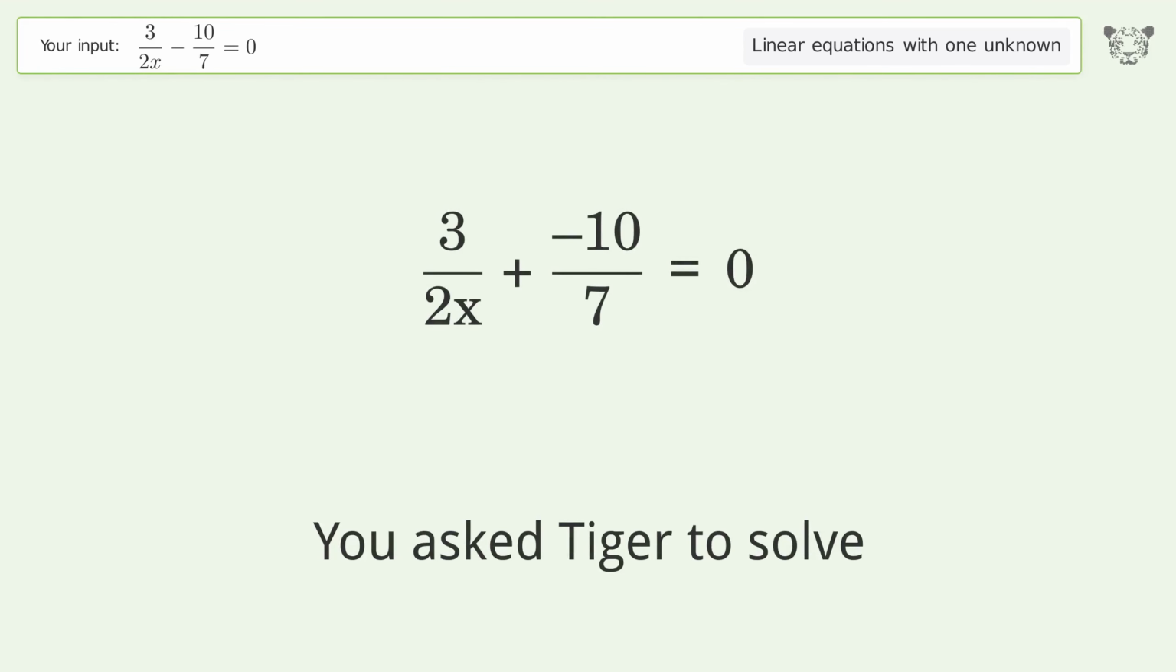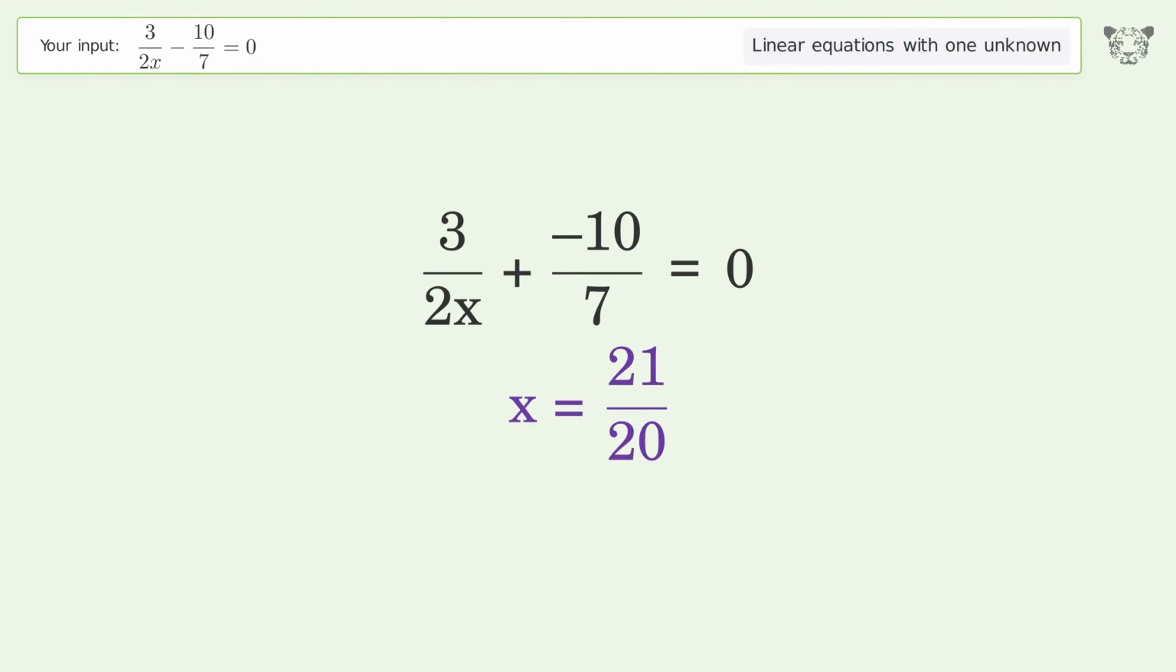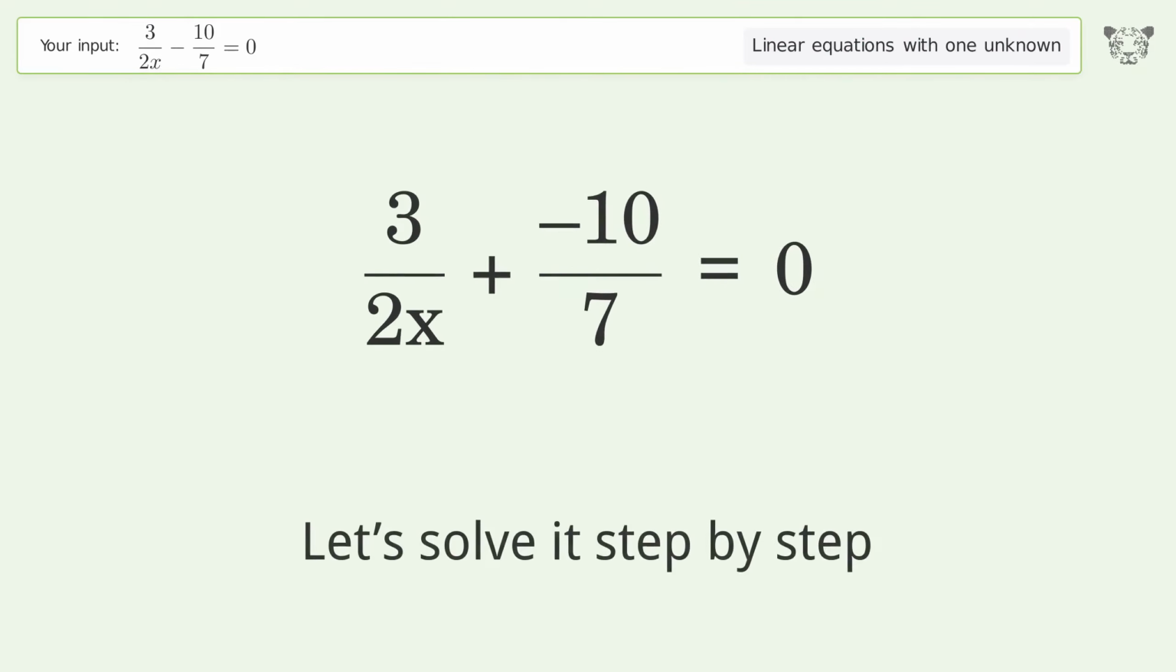You ask Tiger to solve. This deals with linear equations with one unknown. The final result is x equals 21 over 20. Let's solve it step by step.